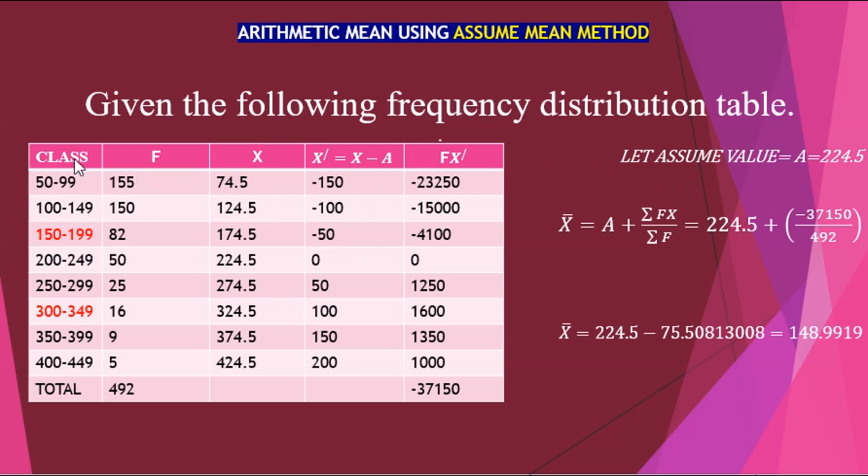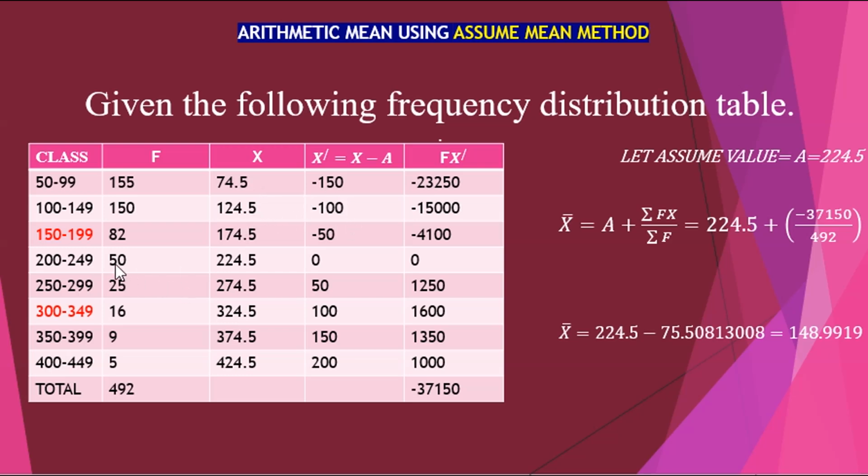Firstly, we are given the class interval which ranges between 50 to 99 with the frequency 155, 100 to 149 with frequency of 150, up to the last class interval here between 400 to 449 with frequency 5. Then this x is the midpoint. How are we going to get it? Summing 50 plus 99 then divided by 2 is going to give us 74.5. At the same time, 400 plus 449 divided by 2 is going to give us 424.5. That's how this mean value was calculated.